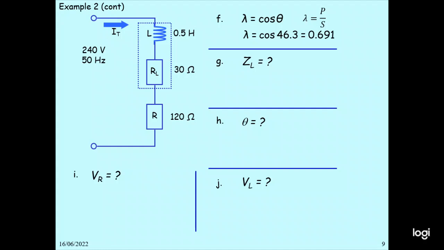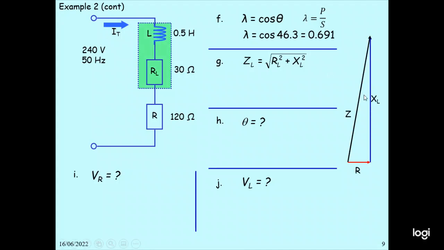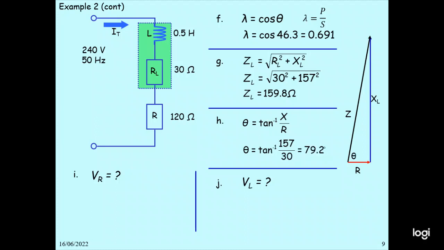ZL has to be calculated, square root of RL square plus XL square. So this is RL, XL. So then square root of 30 square plus 157 square, you get 159.8 ohm. Theta has to be calculated. Theta is tangent inverse X by R. So tangent inverse 157 by 30, you get 79.2 degree.